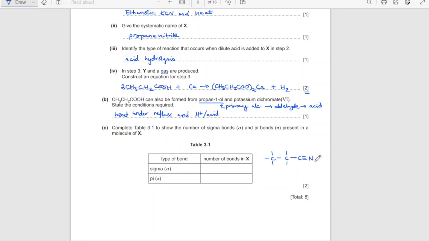That's the nitrile group. Now over here between the carbon and the hydrogen atoms and between the carbon atoms themselves, we have single bonds, so they're all sigma. So sigma bonds, we have 1, 2, 3, 4, 5, 6, 7. And within this triple bond, we have 1 sigma bond as well. So that's 8. And in a triple bond, remember, we will have 1 sigma and 2 pi bonds. So the 2 pi bonds come from the triple bond in the nitrile functional group.